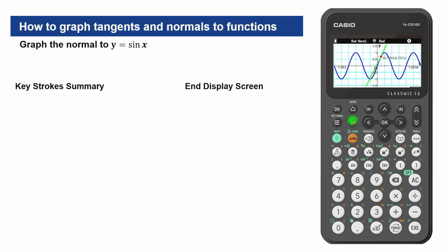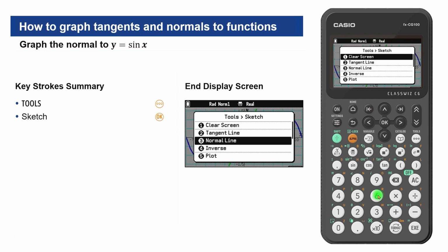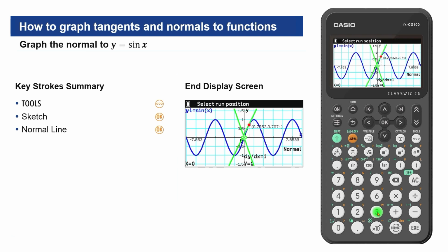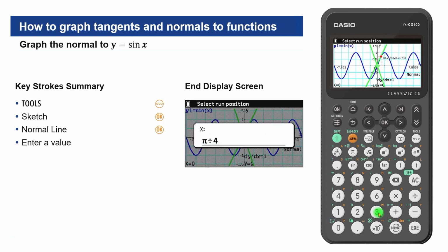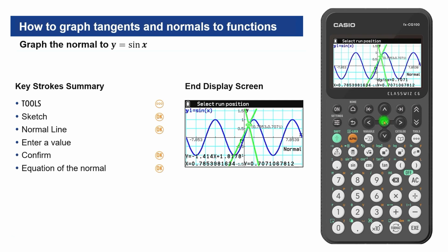The normal to a function can also be drawn. From Tools, select Sketch again, and this time select Normal Line. As before, the normal is placed at the center of the scale. Notice that the displayed gradient is still dy dx and not the negative reciprocal. Scroll or enter a value to move the normal. Confirm to place the normal at that point. And press OK to display the equation of the normal. Then end the analysis with back.